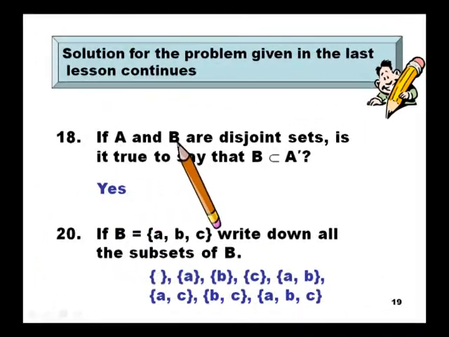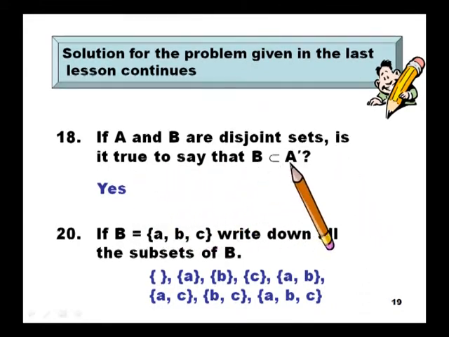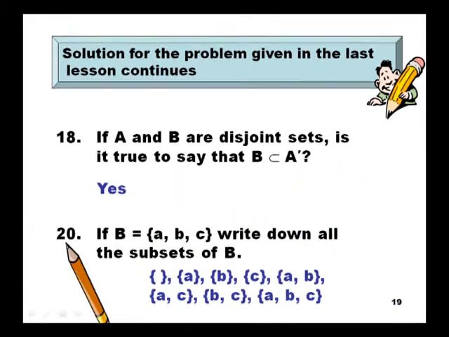18. If A and B are disjoint sets, is it true to say that B is a subset of A? Yes. 20. If B equals A, B, C, write down all the subsets of B. Empty set: A, B, C, AB, AC, BC, ABC.